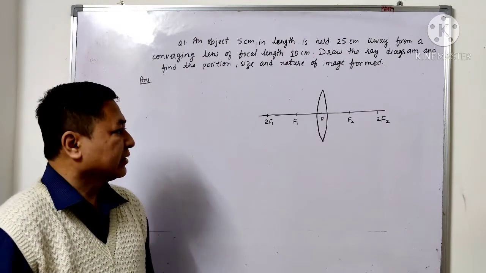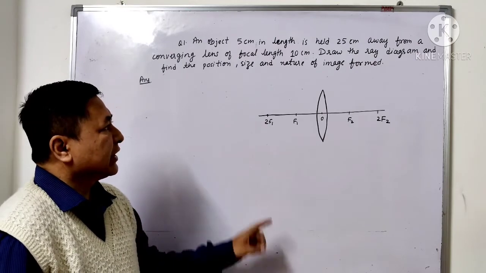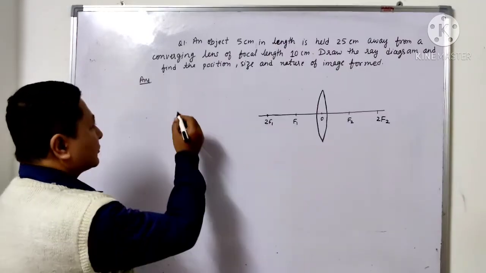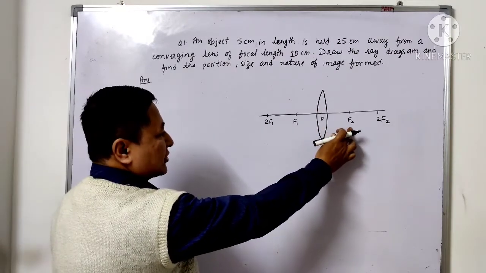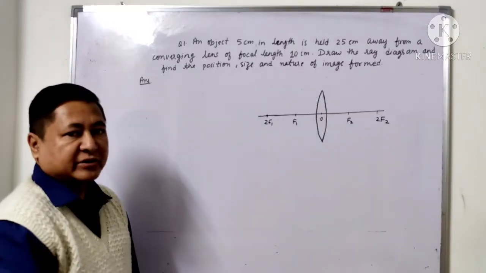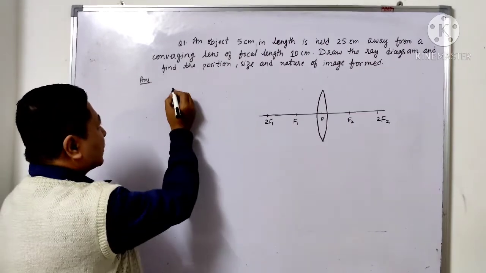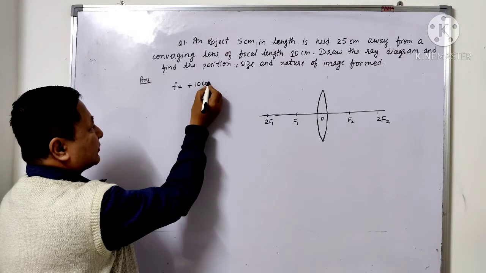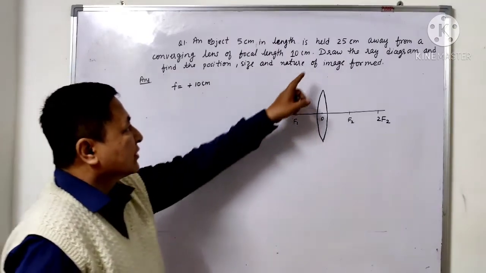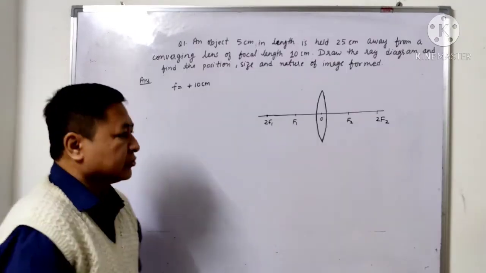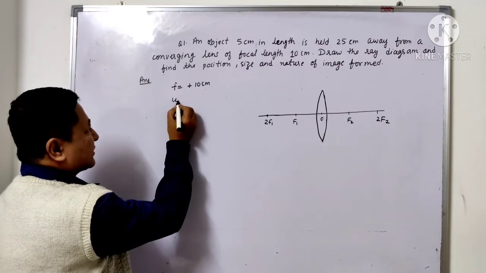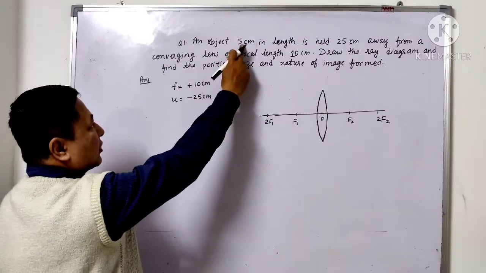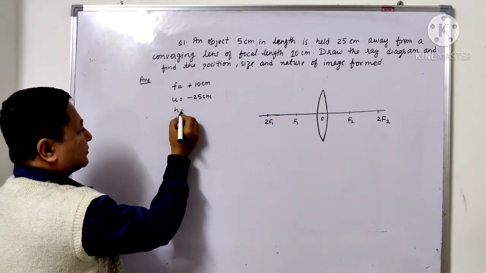So I am drawing a diagram here. In this question it is given that the focal length is 10 cm. Since this is the principal focus on the right hand side, it will be positive. So focal length is plus 10 cm and the object is placed at 25 cm. That means it will be placed on the left hand side, so it is minus 25 cm. Size of the object is 5 cm.